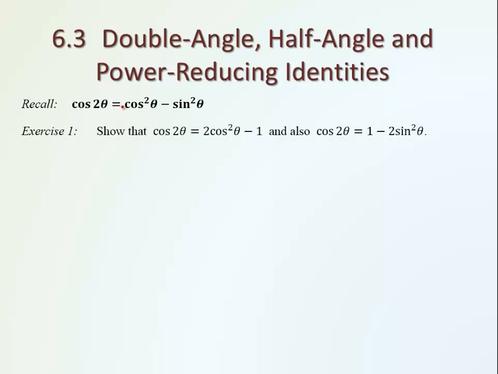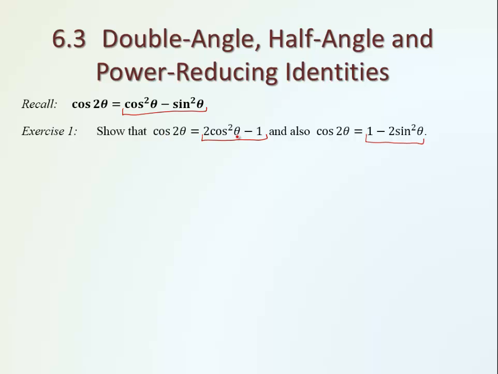Cosine of 2 theta is equal to this, or it could be equal to 2 cosine square minus 1, or 1 minus 2 sine square. I actually already showed these two identities in the last lecture, so this time it's good practice for you to do this exercise by yourself.